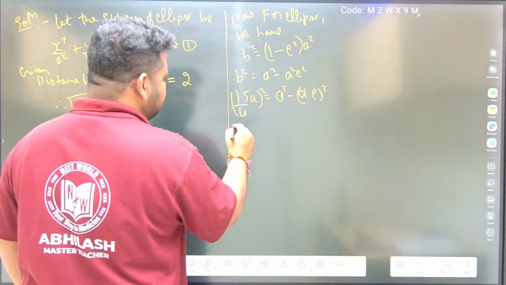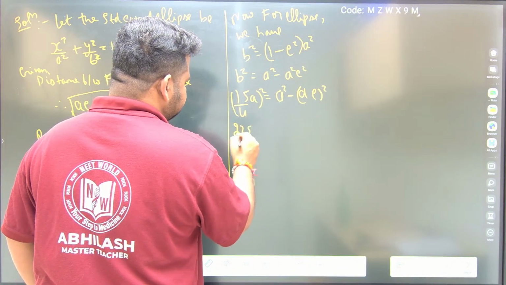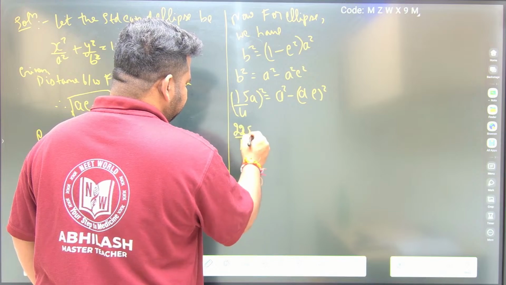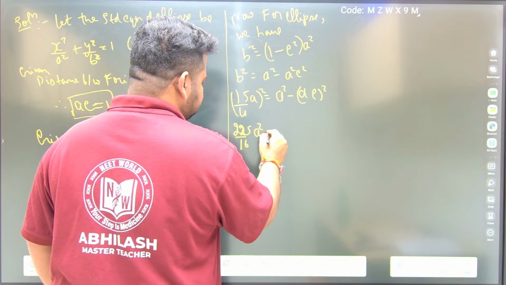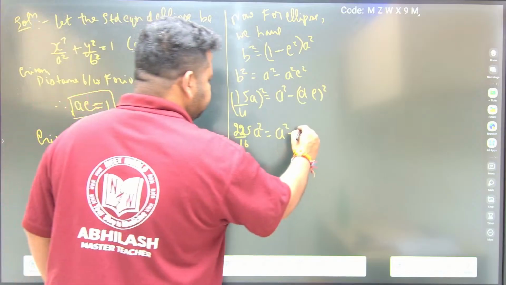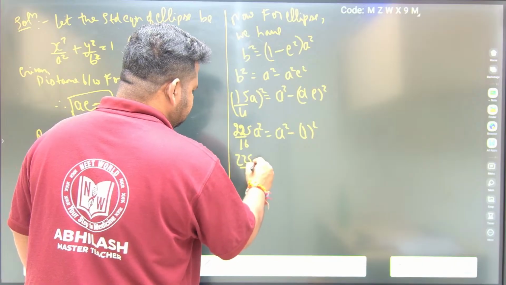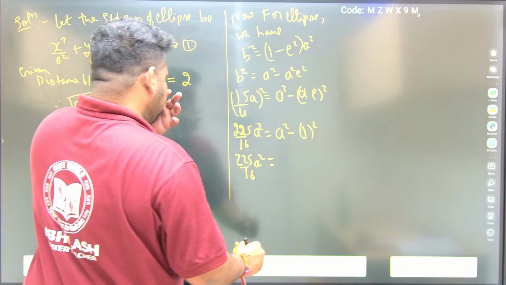So this will be equal to what? 15 square is what, friends? 15 square is 225. 4 square is 16. So 225 by 16. a square is a square minus ae square. ae square is what? 1 square. Okay, that is 1. So 225 by 16 a square.